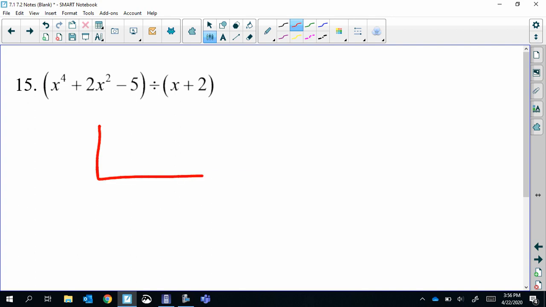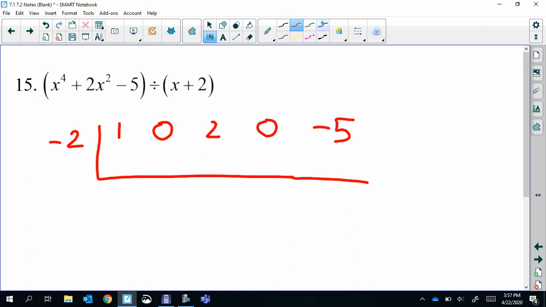So when we do our coefficients, x plus 2 means a negative 2 out here. And then we fill in our coefficients. We get a 1x to the 4th, followed by a 0x cubed, and then a positive 2x squared. There's no x, so we need another 0, and then minus 5. And it's just those two easy steps, add and multiply.